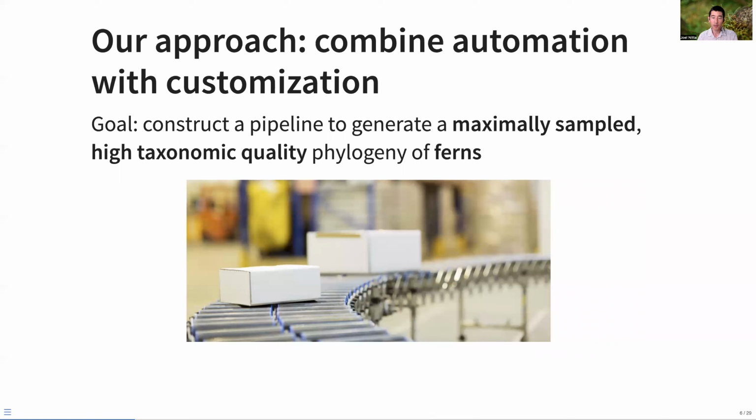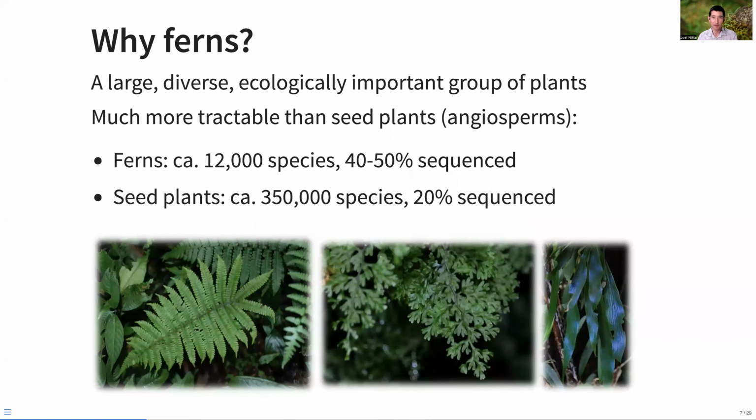So the approach that we've taken in this project is to combine automation with customization. And this is in pursuit of the goal of constructing a pipeline to generate a maximally sampled, high taxonomic quality phylogeny of ferns. So why ferns?